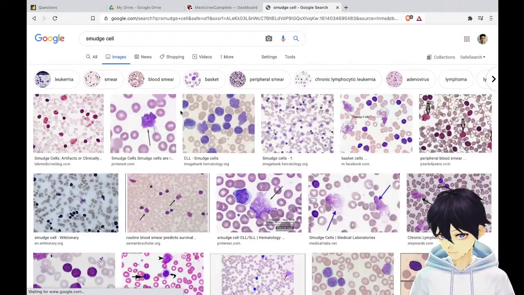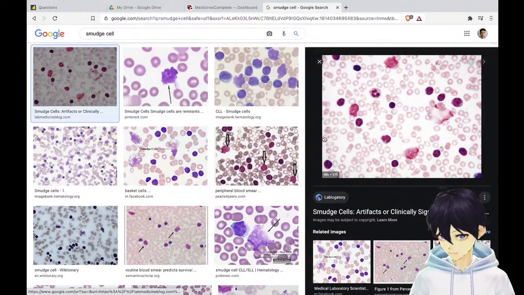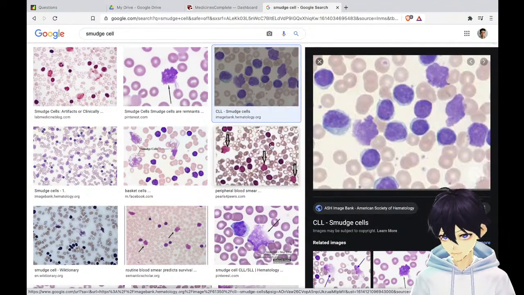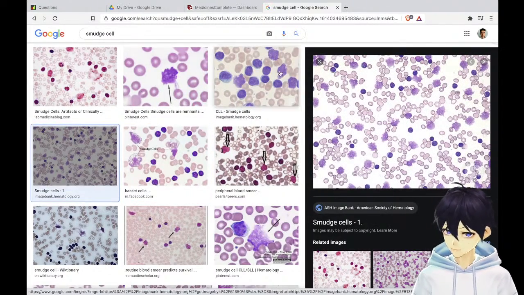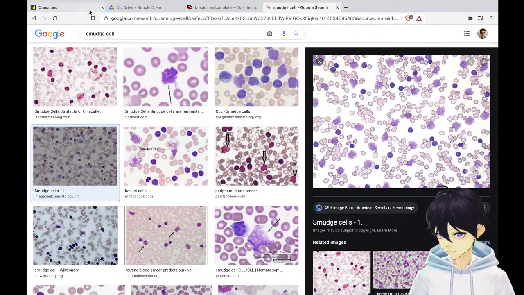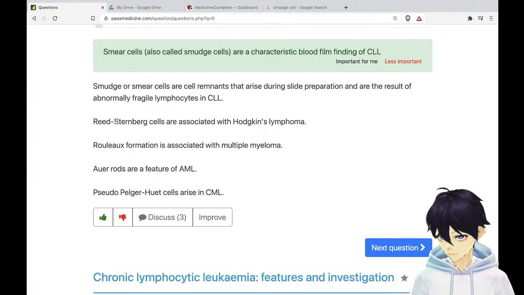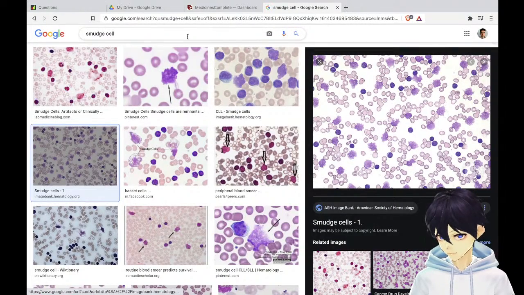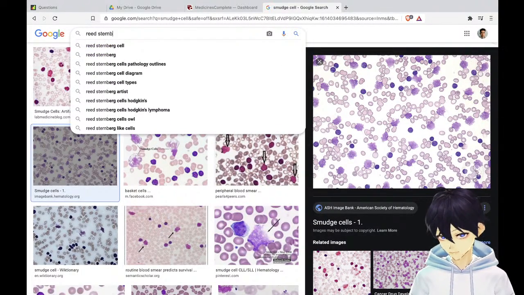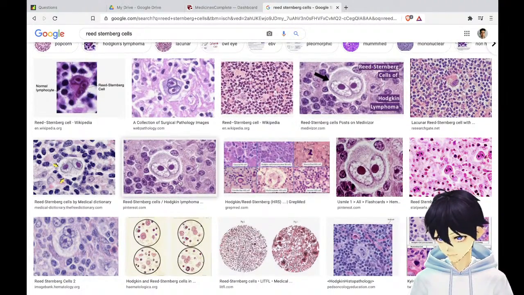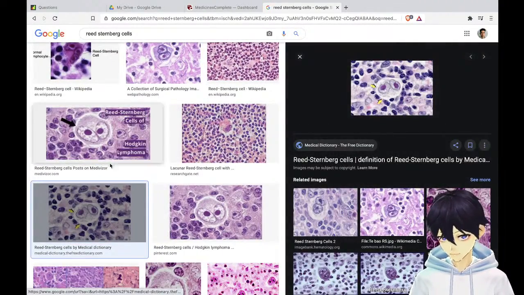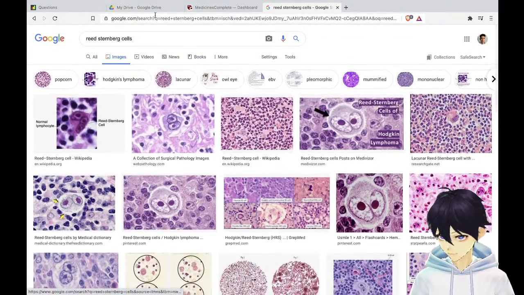Smudge cell. So this is how a smudge cell looks. Because of the large, fragile lymphocytes, when you put them on a slide, you smudge them on the slide, so they are called smudge cells. Next one, we're looking at Reed-Sternberg cells and Hodgkin's lymphoma. Reed-Sternberg cells look like owls. You have owl eyes. These are Reed-Sternberg cells of Hodgkin's lymphoma.